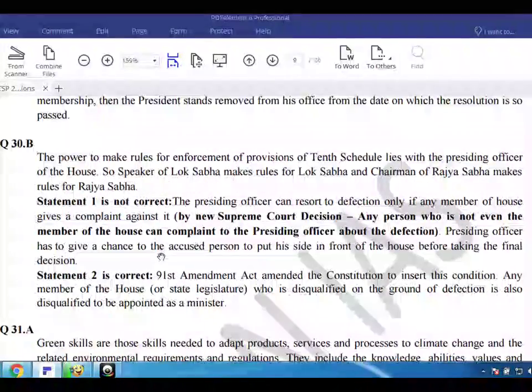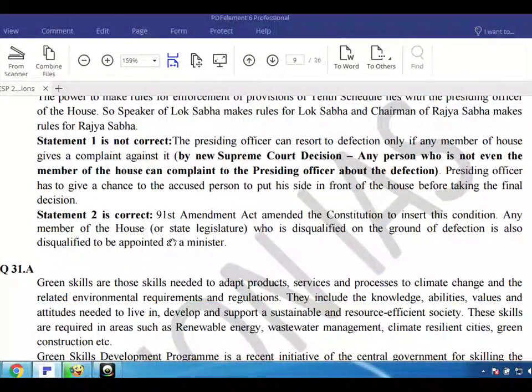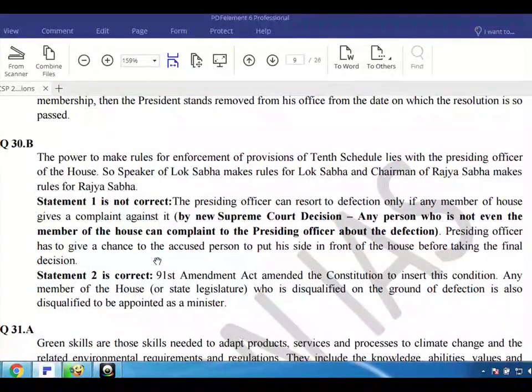The presiding officer can act on defection only if any member of the House gives a complaint, as per a new Supreme Court decision. Any person who is not even a member of the House can complain to the presiding officer about the defection. The presiding officer has to give a chance to the accused person to put his side in front of the House before taking the final decision.